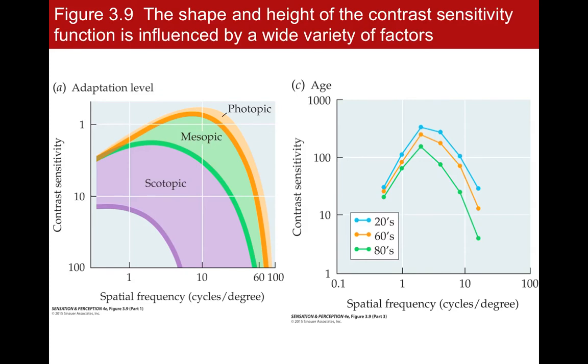A couple of factors that influence contrast sensitivity are shown here. The first one, in A, shows the idea that as the lighting conditions go from photopic, bright light, to scotopic, dim light, with mesopic being average light, our contrast sensitivity decreases as it gets darker and darker. It makes sense. And then C here is showing you age. You can see that when we start out, our contrast sensitivity is okay, it gets better, and then as we age, it gets worse and worse. So it does tend to decline with age.